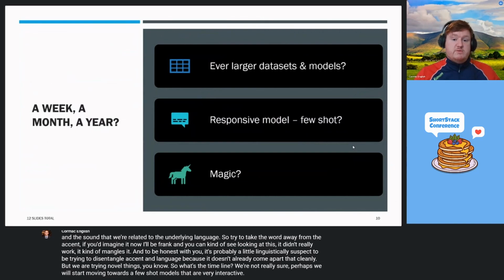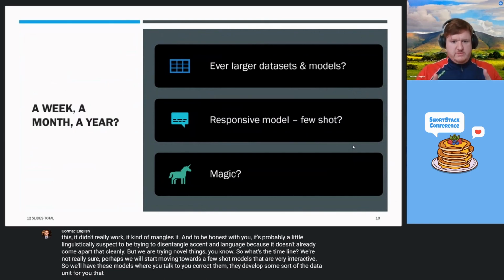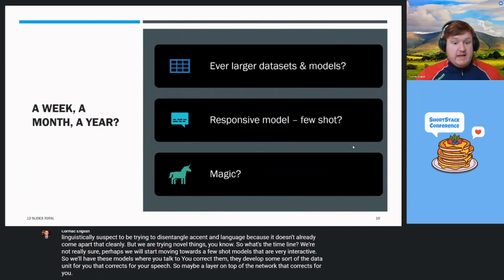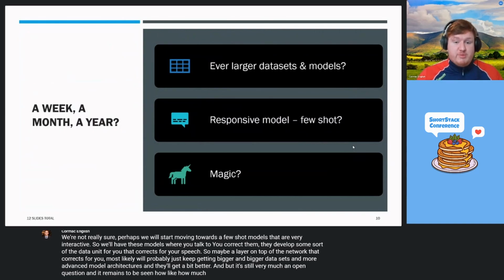So we'll have these models where you talk to them, you correct them, they develop some sort of a data unit for you that corrects for your speech. So maybe a layer on top of the network that corrects for you. Most likely, we'll probably just keep getting bigger and bigger data sets and more advanced model architectures, and they'll get a bit better. But it's still very much an open question, and it remains to be seen how much can be resolved just by throwing bigger data at it.